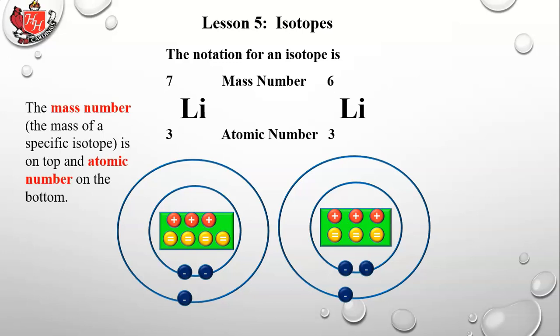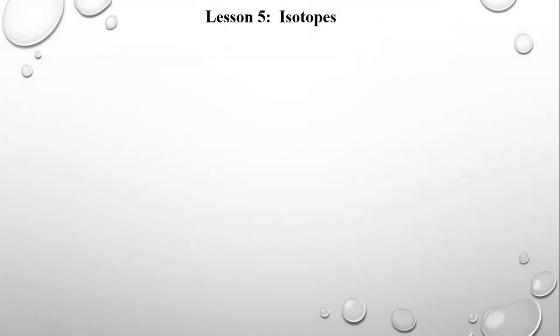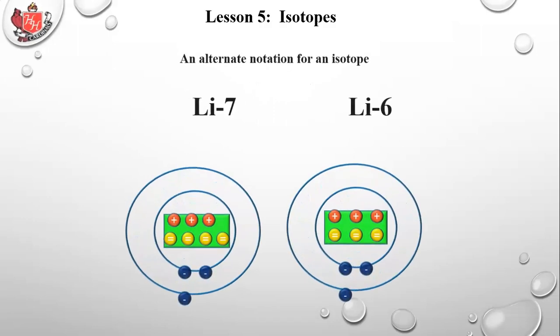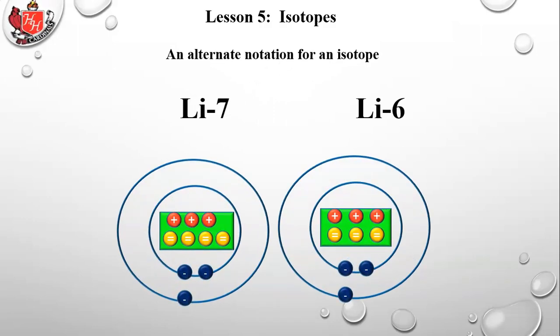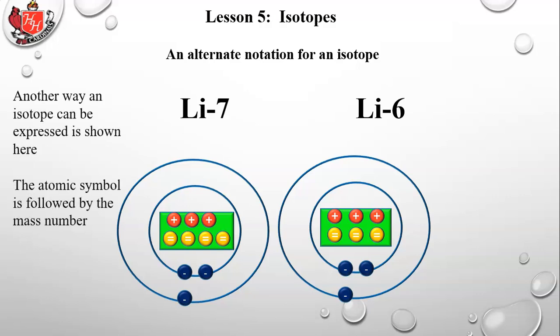So the mass number, that's the mass of a specific isotope, is on top and the atomic number's on the bottom. And here's an alternate notation for the isotope. So it just has the mass number. Assuming that you know that lithium must have 3 protons, you just write it like that with a dash and then the mass number like that. That's just an alternate notation. Another way an isotope can be expressed is shown here. The atomic symbol is followed by the mass number.